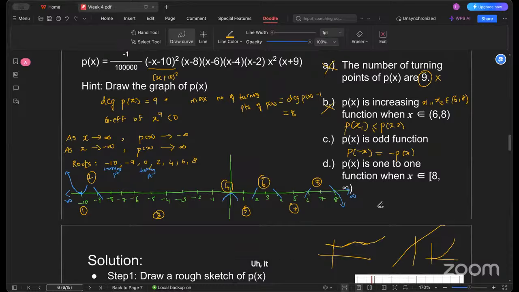It is symmetric about something. What is that? Can you say? Y equal to x line. No, ma'am, it's not symmetric about the axis. Y-axis.